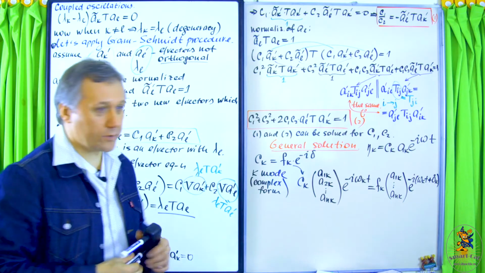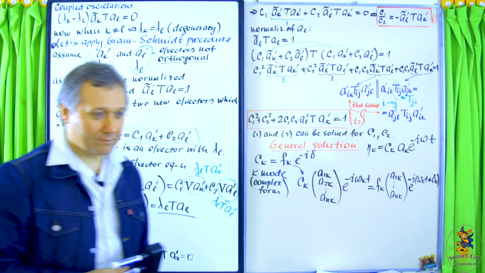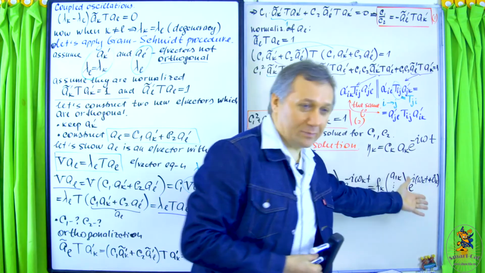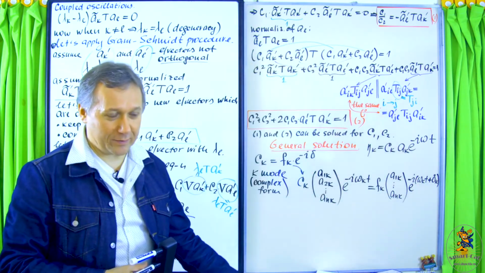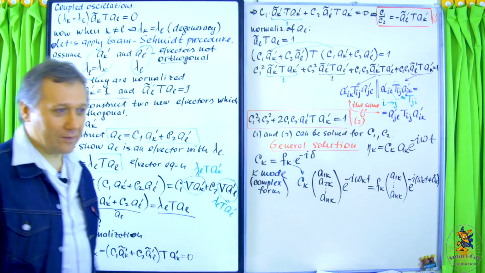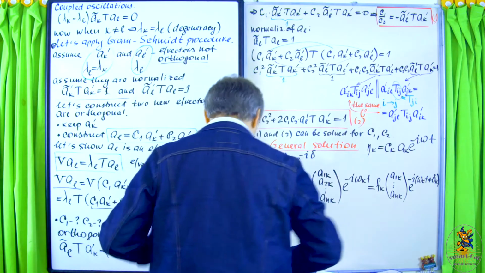And of course, we need to take the real part, because these are displacements of actual particles, and displacements from the equilibrium cannot be complex. These are real. So, the real part.